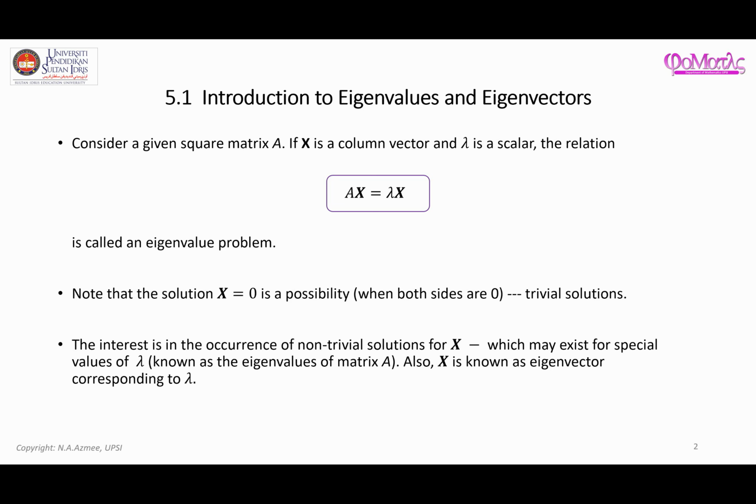Hi, Assalamualaikum warahmatullahi wabarakatuh. I'm going to talk about the introduction to eigenvalues and eigenvectors.